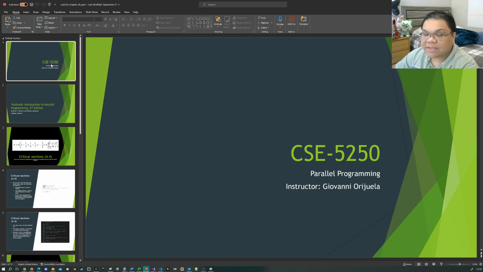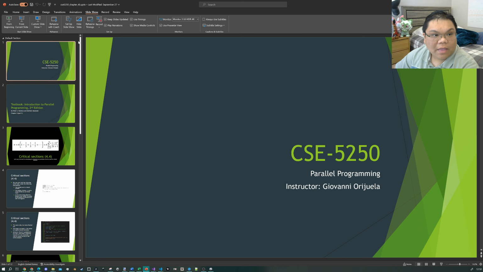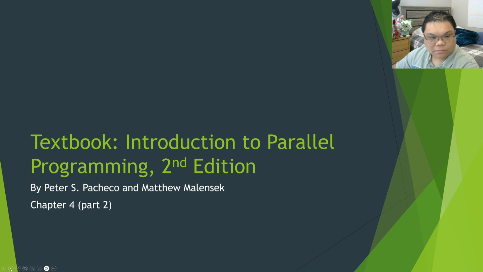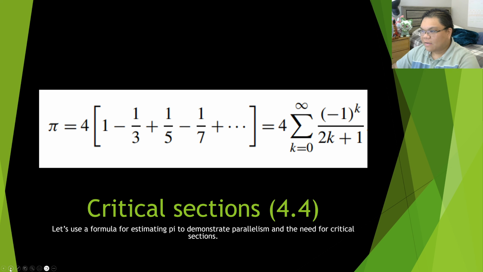This corresponds to section 4.4 of the textbook, and it is all about critical sections. We're gonna write the pi estimation program that we had using OpenMP, but we're gonna write it using pthreads instead. We're gonna get the same program out of it. It's just written using a different multi-threading library.